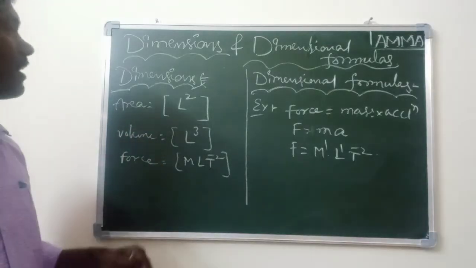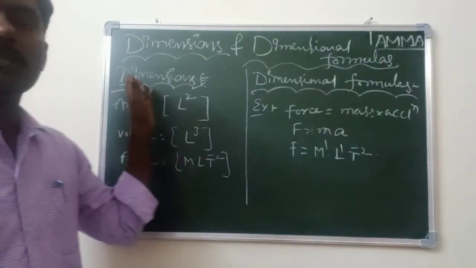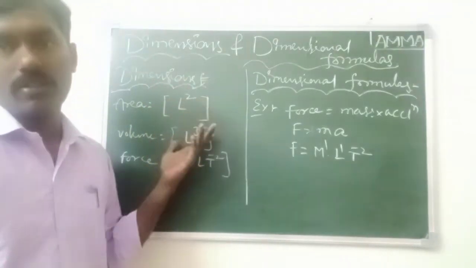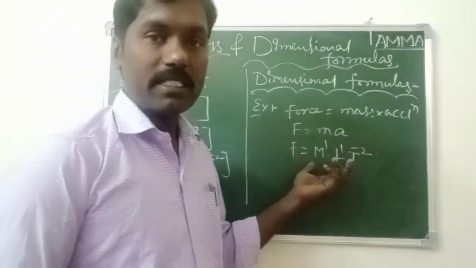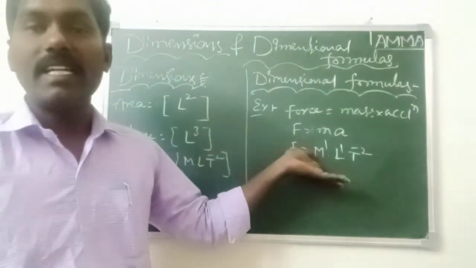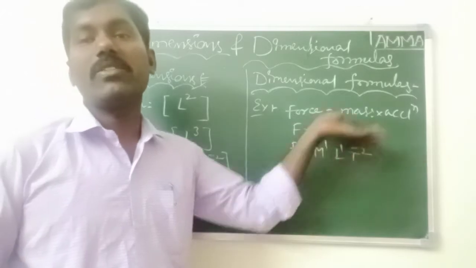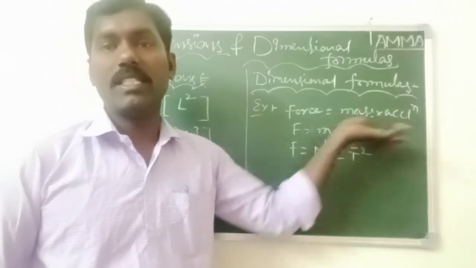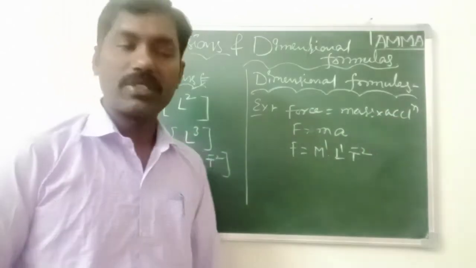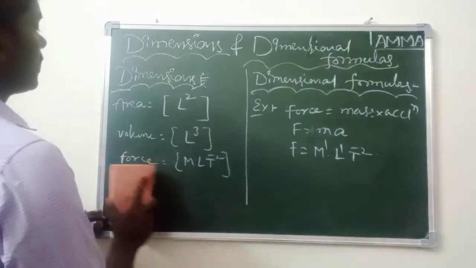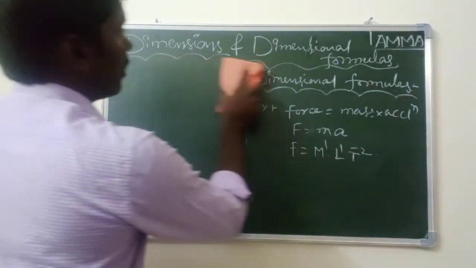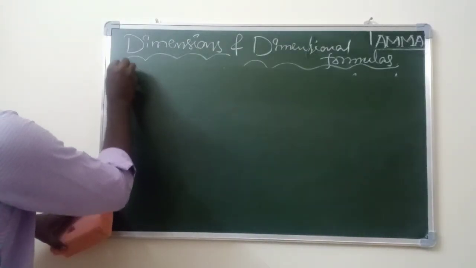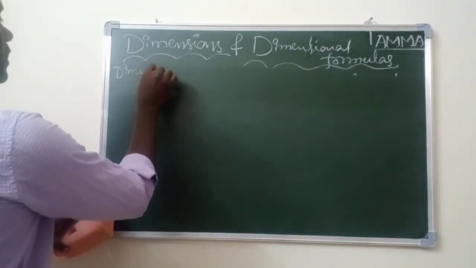Once again, a recapitulation about the dimensions. Dimensions means the exponents, the powers of the fundamental quantities. And a dimensional formula means the formula which contains the fundamental quantities with their proper dimensions, that is, proper exponents. Okay, students. Then let's see some examples of dimensional formulas.